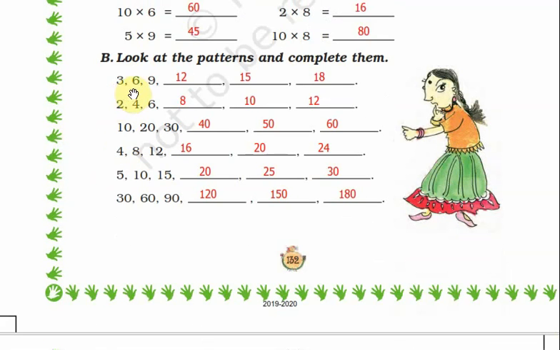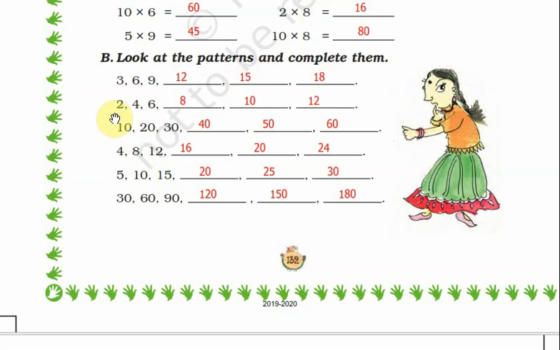Think. 3 6 9. This is the table of 3. You can see this is the table of 3. This is 3 1s are 3, 3 2s are 6, 3 3s are 9. So you got the pattern. So the first one given here is the table of 3. So next one, what will be the answer? Next one, 3 4s are, answer is 12. And the next one, 3 5s are 15 and 3 6s are 18. So you got the answer of first question.